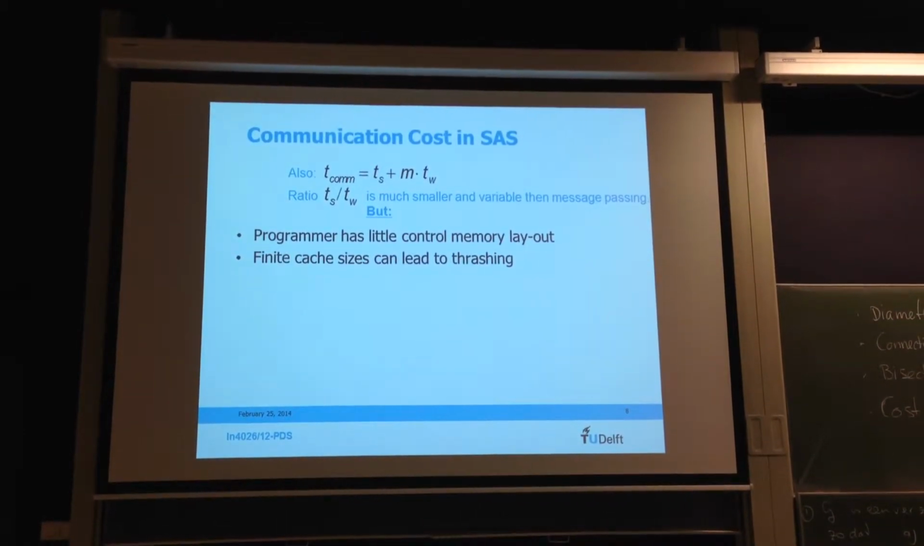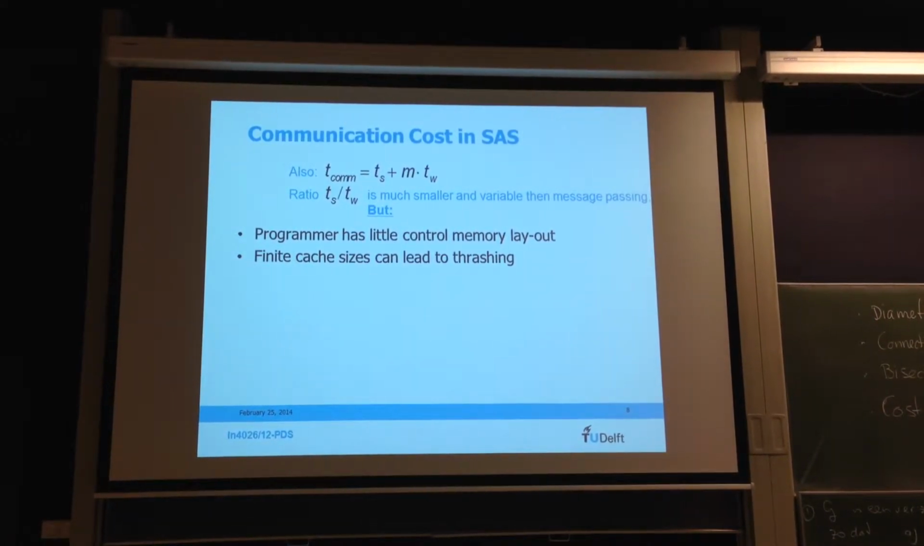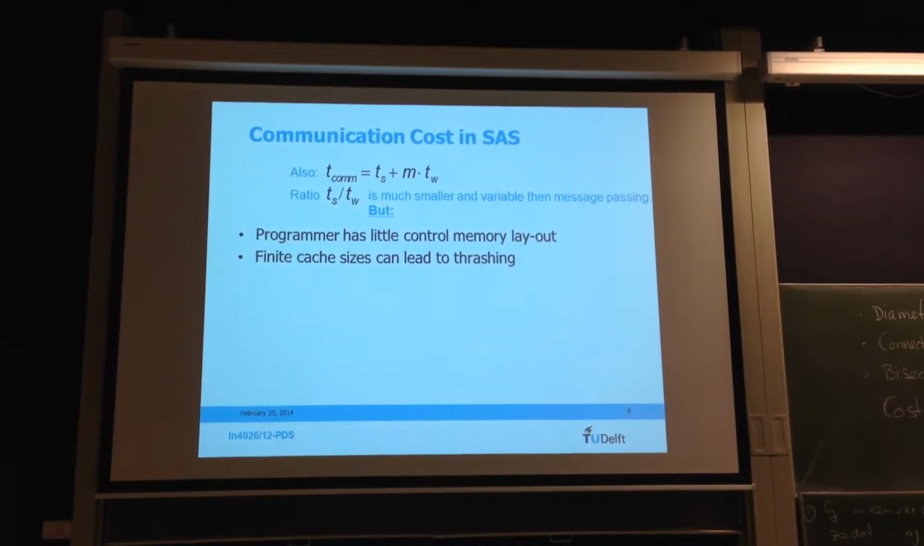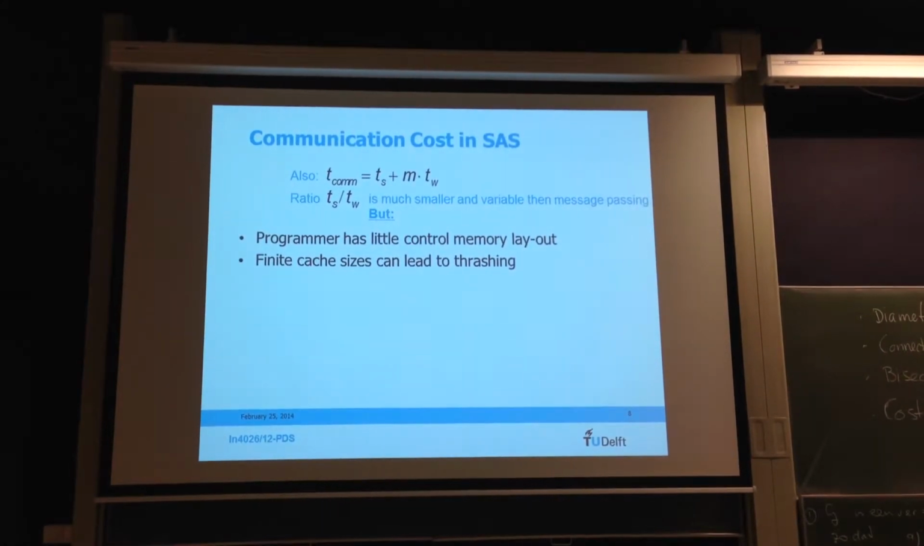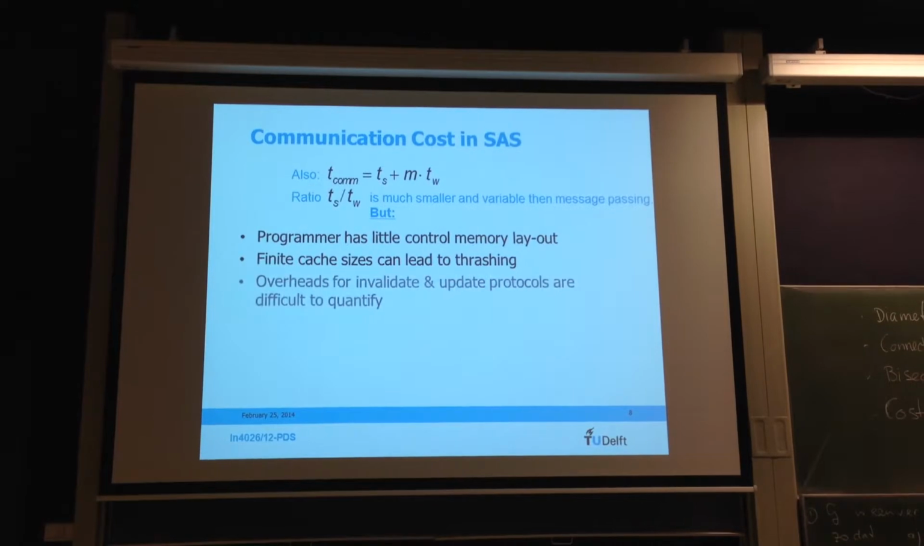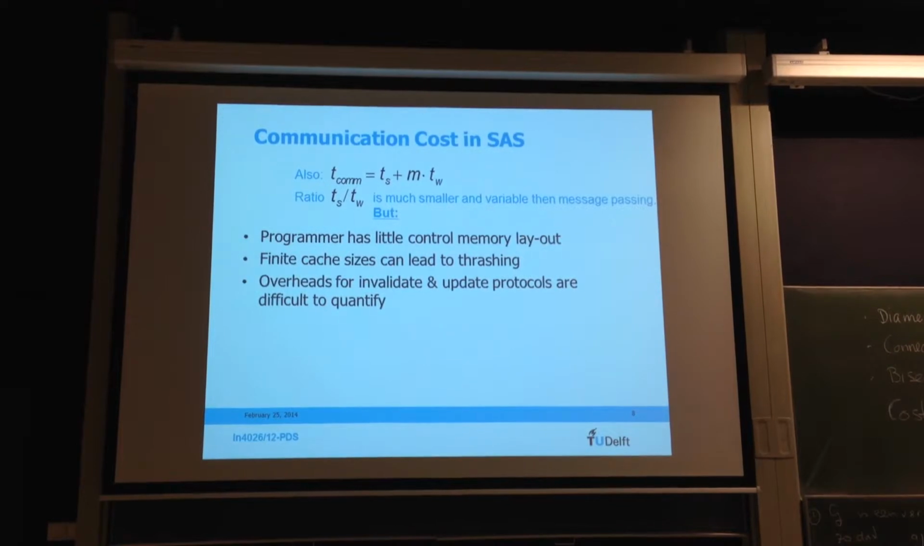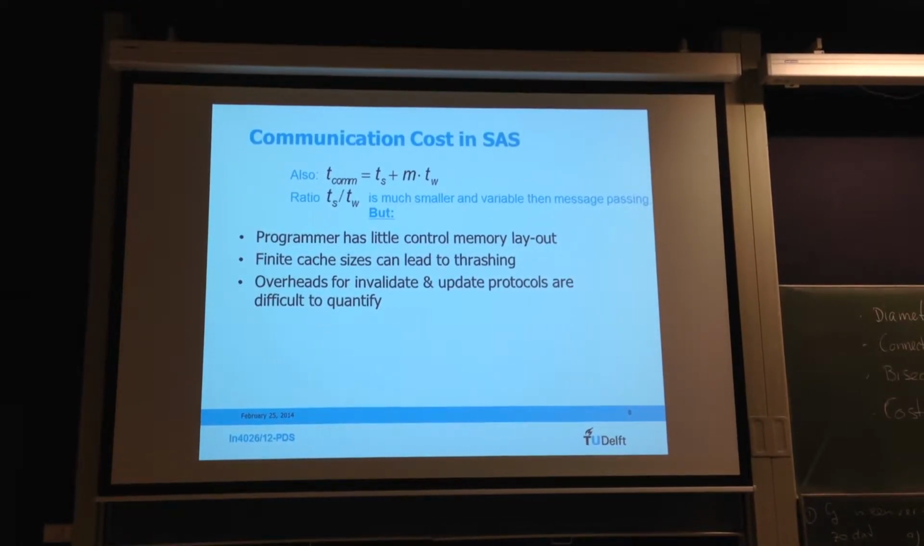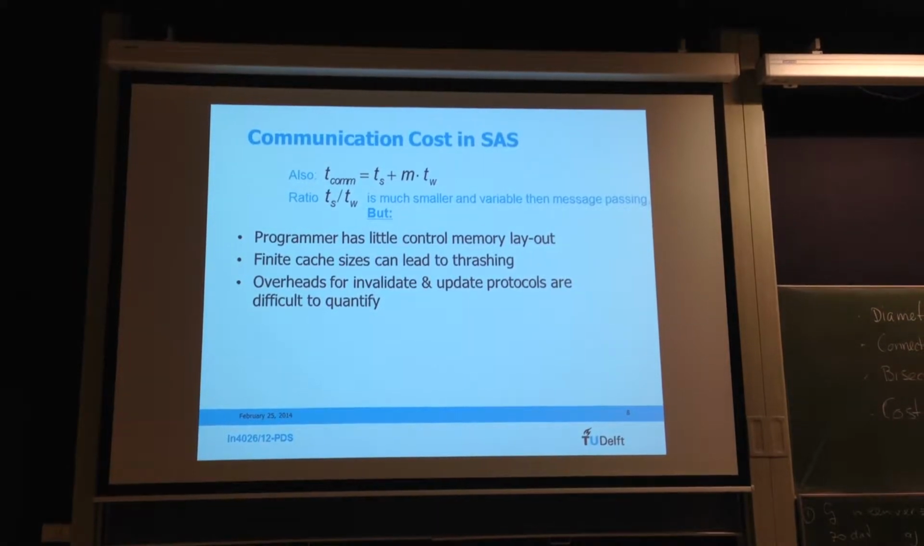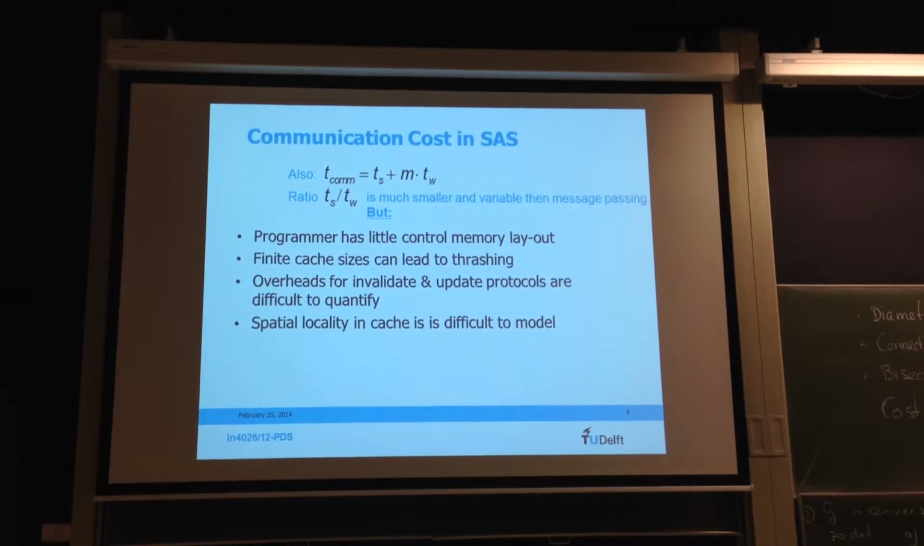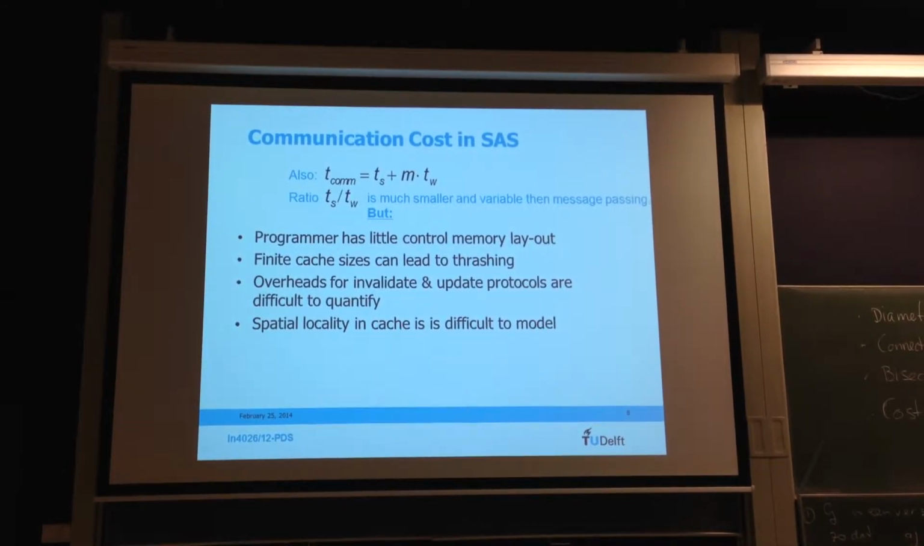Secondly, you have caches. So the finite cache sizes can lead to thrashing. Sometimes things do not fit in cache, so we have to go back to the main memory, and this causes non-deterministic overhead times. Also, there are overheads for invalidate and update protocols, and they're very difficult to quantify in simple models in these cases. Fourth point is that the spatial locality in the cache is difficult to model.